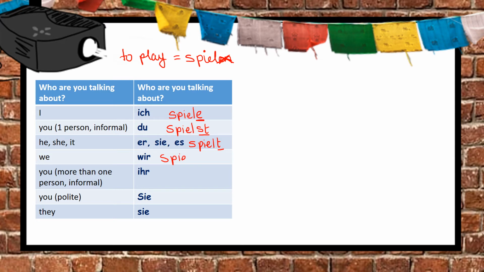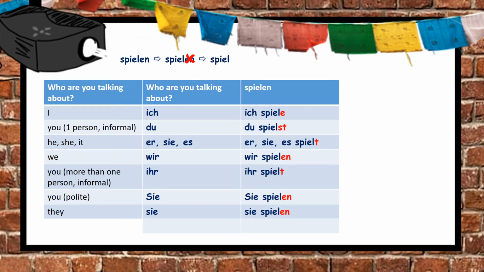Then we've got wir spielen, we play, ihr spielt, you play, plural, Sie spielen, if we're being polite, you play, and sie spielen with an en for they play as well. And those are our endings. There we are, that's looking a lot neater.